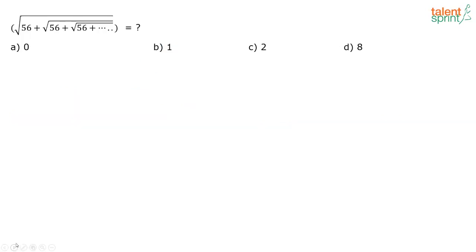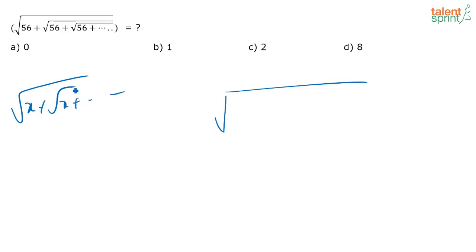Okay, look at this question. What is given here? Root of 56 plus root of 56 plus, etc., till infinity. Now whenever the question is like this, root of x plus and so on, find out the two factors whose difference is 1 and the bigger factor will be your answer.